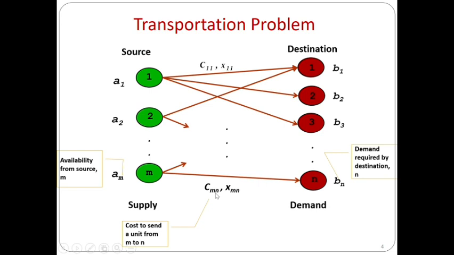And here we have C11, X11 to CMN, XMN. Here CMN represents the cost to send a single unit of the particular commodity from source M to destination N. And XMN represents the number of units to be transported from source M to destination N. This is the representation of the transportation problem.